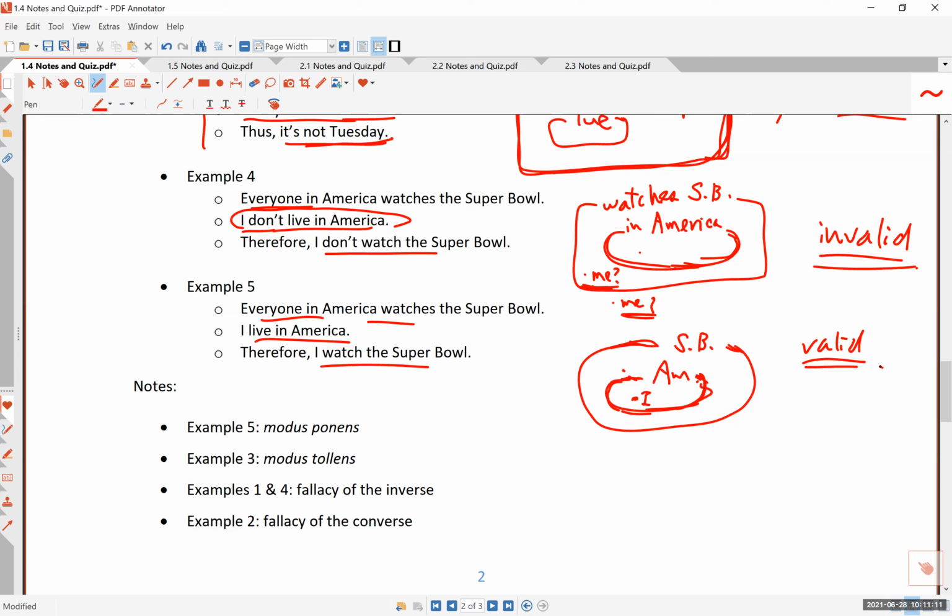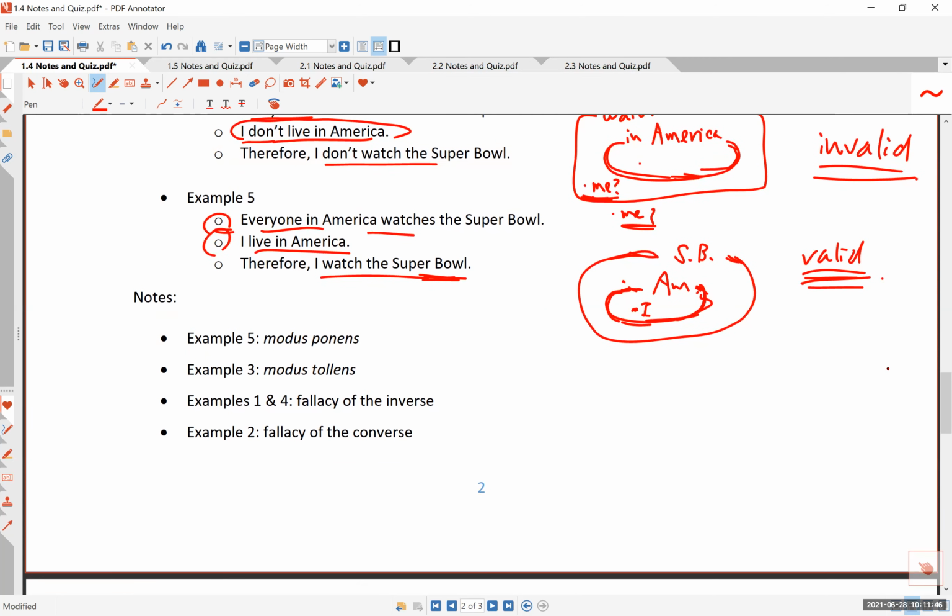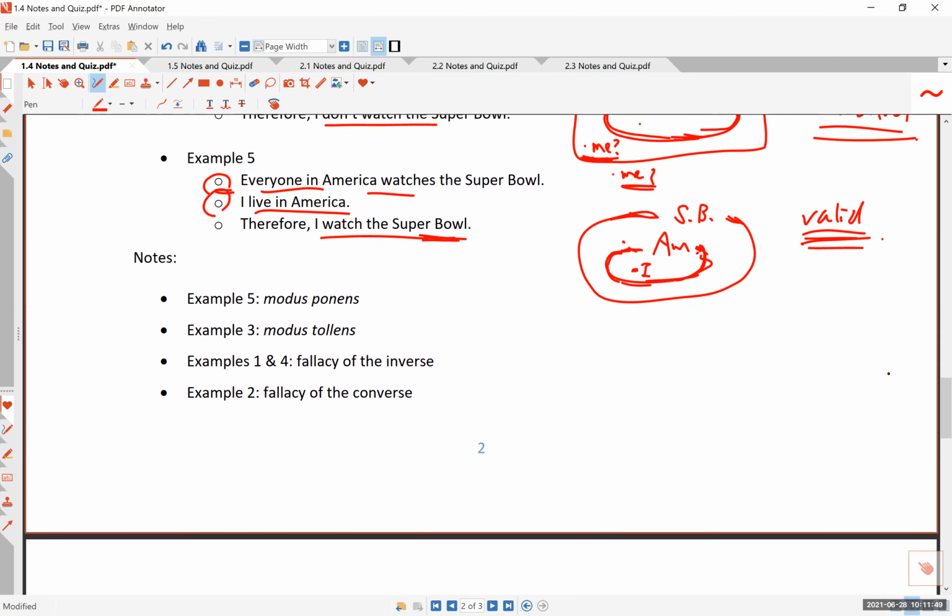This is a situation where the structure itself is valid, but because the first premise was false, the conclusion did not end up being true. So this is a valid argument, but it's not a sound argument because there was a false statement in the premises. But again, the structure itself is correct. If the first statement happened to be true, and if the second statement happens to be true, then the conclusion would have been correct. All right, so that is a lot of things maybe to digest.